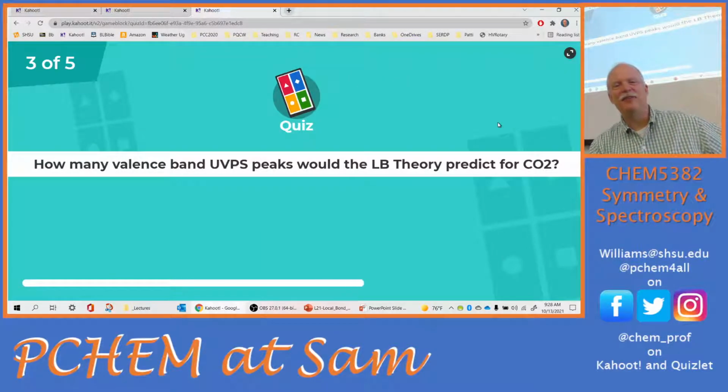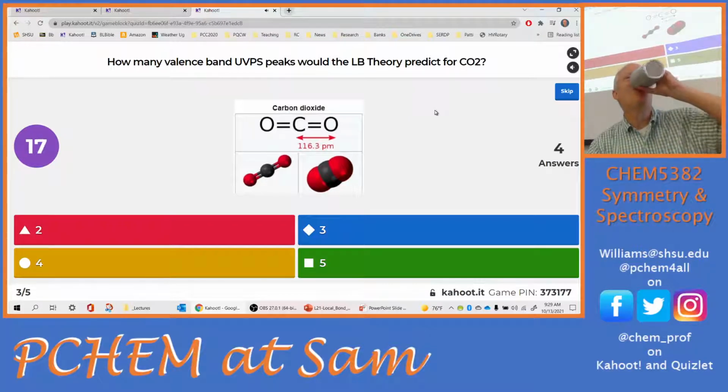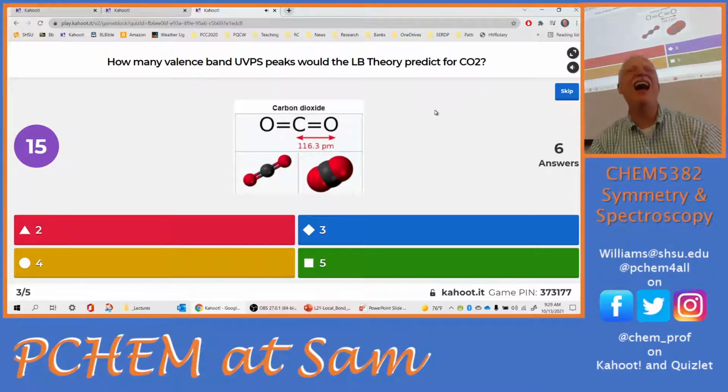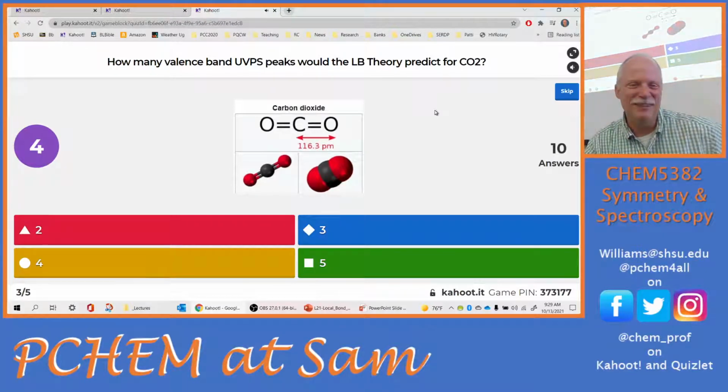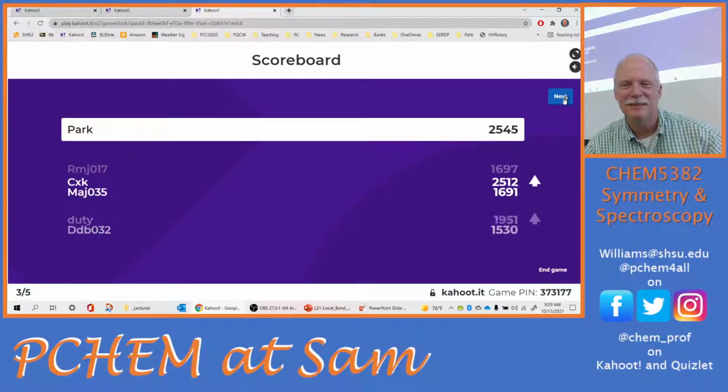How many valence band UVPS, UV photoelectron spectroscopy peaks would there be for CO2? I actually took this today. I screwed this one up, so pay attention. You should never change your answer. Y'all probably did exactly what I did. Yeah, a lot of people put 2 because they didn't see the lone pairs. Yeah, and so sigmas, pi's, and lone pairs, 3 peaks. Okay.